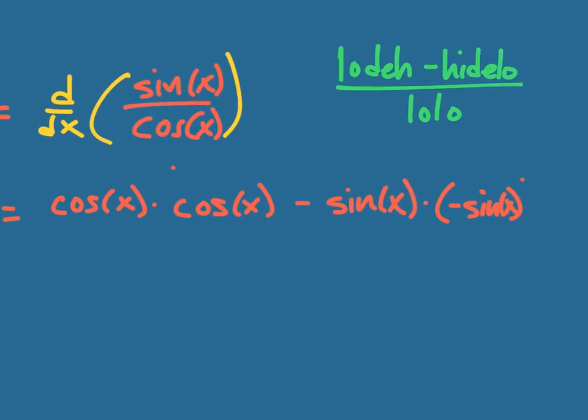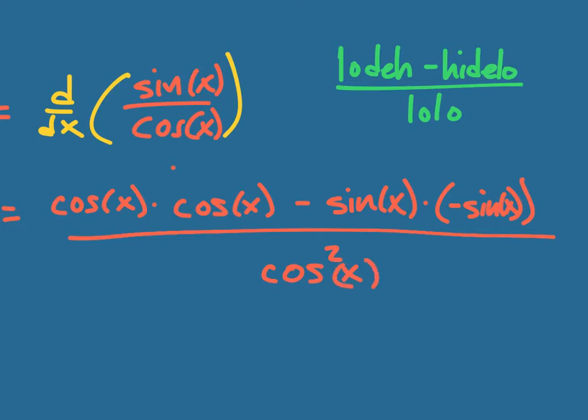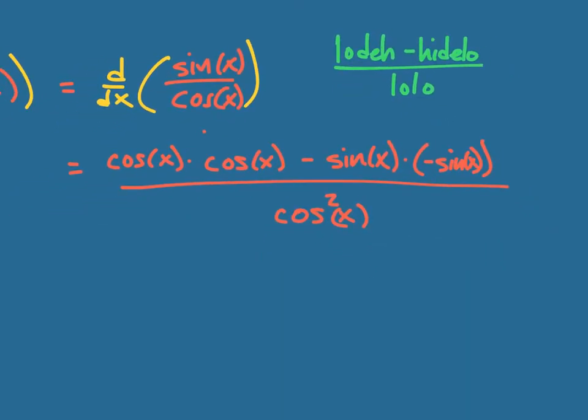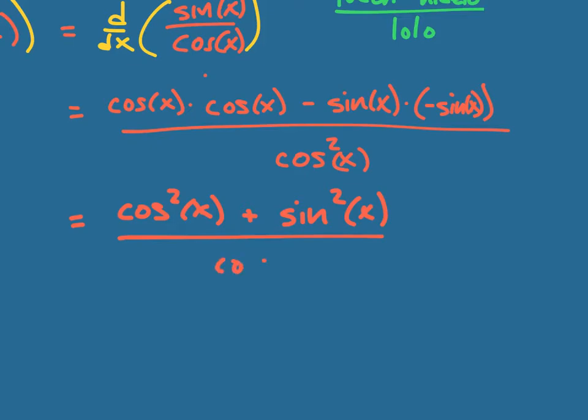Okay, running out of little room, so let me make some more. Over the low, so the bottom function squared. So I'm going to do cosine squared x. Now what you have to do is simplify and do some algebra amongst your trig functions. If I've got cosine times cosine, that's going to be cosine squared x. If I have negative sine x times negative sine x, a negative times a negative gives me a positive, so I got plus. Sine x times sine x is going to give me sine squared x, and this is all over cosine squared x.